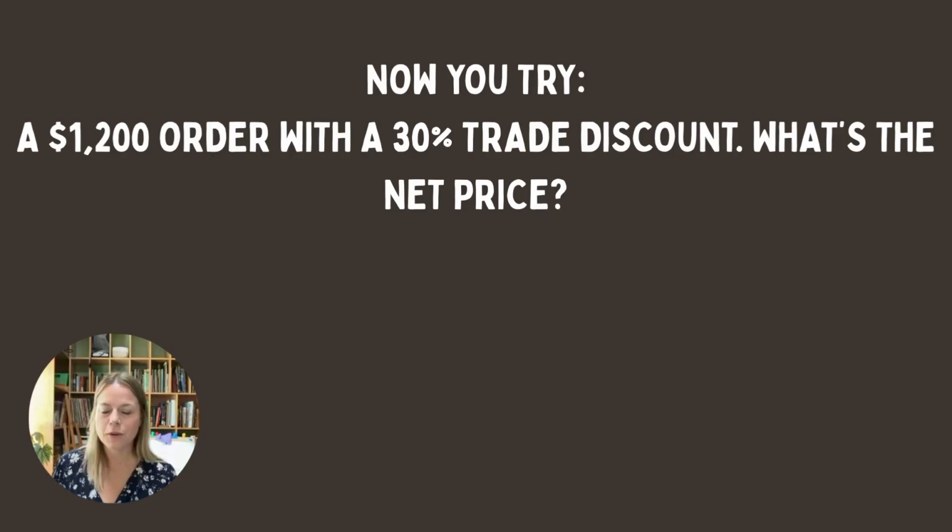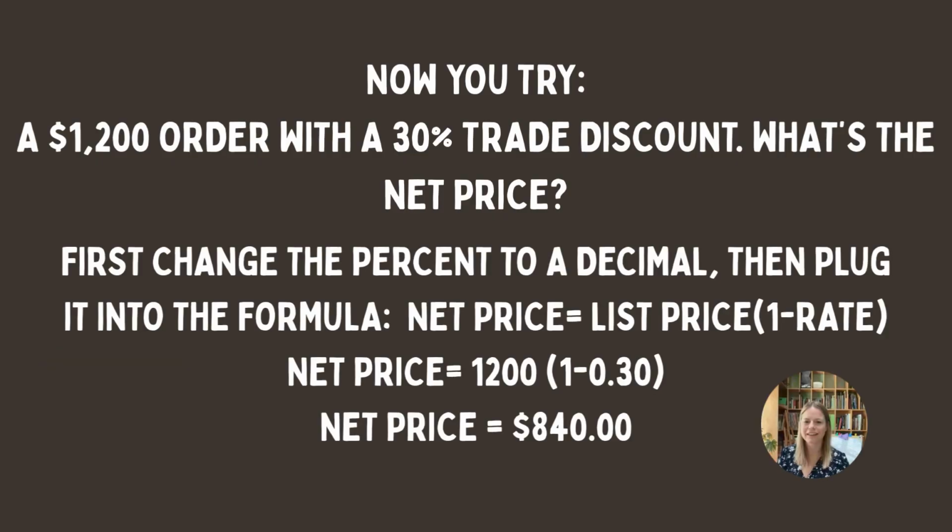Now you try. You have a $1,200 order with a 30% trade discount. What is the net price? Pause this video and come back for the answer. To find the net price, or the amount you pay for the good, if the good costs $1,200 with a discount rate of 30%, you will first need to change the percentage to a decimal by moving the decimal to the left 2 place values, making it 0.3.